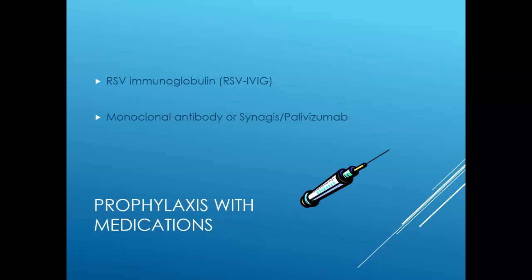So we also use prophylaxis such as RSV immunoglobulin or monoclonal antibodies. It's basically to prevent RSV, and it's the antibodies that they're giving to children who are at high risk during the RSV season. That would be preemies or those with chronic lung disease, like cystic fibrosis or things like that, which we're going to be talking about later.